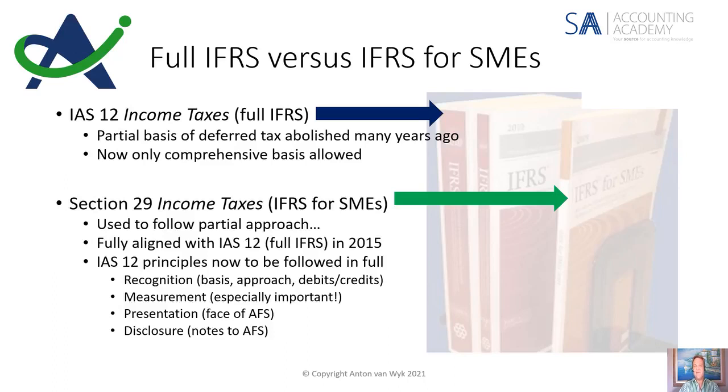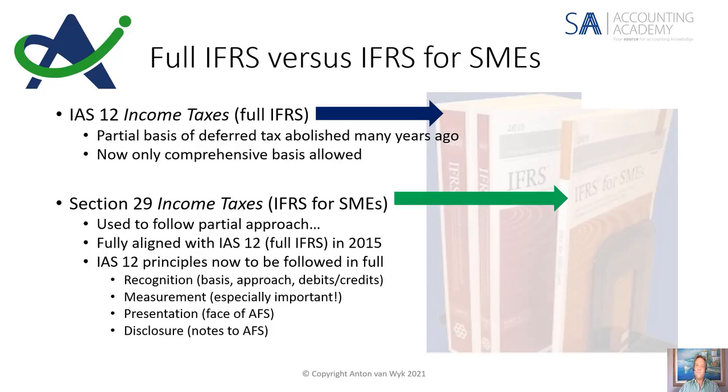Now, with the IFRS for SMEs, we used to have a different approach, whether we called that a partial approach or just calculating deferred tax under certain circumstances. The good news is that IAS 12 and Section 29 have been fully aligned, and that already happened with the latest updates to the IFRS for SMEs in the year 2015. So there has been no difference in the calculation of deferred tax specifically between full IFRS and the IFRS for SMEs, between these two documents.